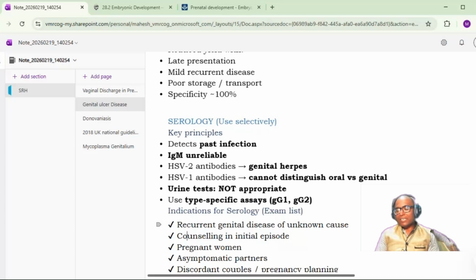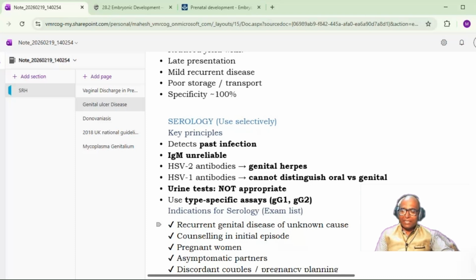Basically, it may be a persistent infection, like the primary infection itself, only 30% will be symptomatic. Are you getting what I mean to say? IgM will be possible even if you do testing for the IgM. If the patient is symptomatic and the IgM positive, then only, but only 30% will be symptomatic. Are you getting what I mean to say?